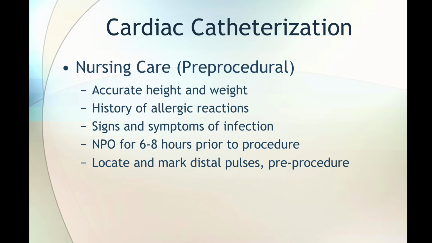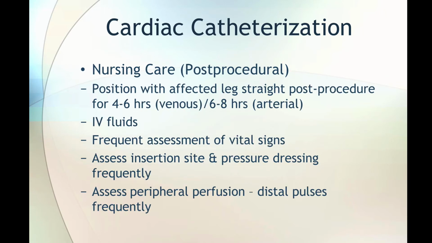It's always smart to have these kids NPO for 6 to 8 hours, because when they find something they can't fix with the cardiac cath, they may take that child directly to surgery. And then you're always monitoring for signs and symptoms of infection, respiratory maybe, or pericardial infection. You always want to look at these things before you send them, and then of course post-procedure as well. So let's talk a little bit about post-procedure.